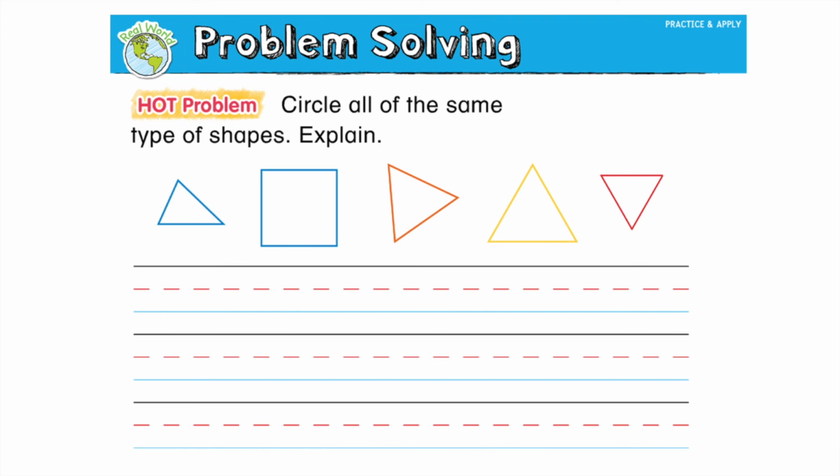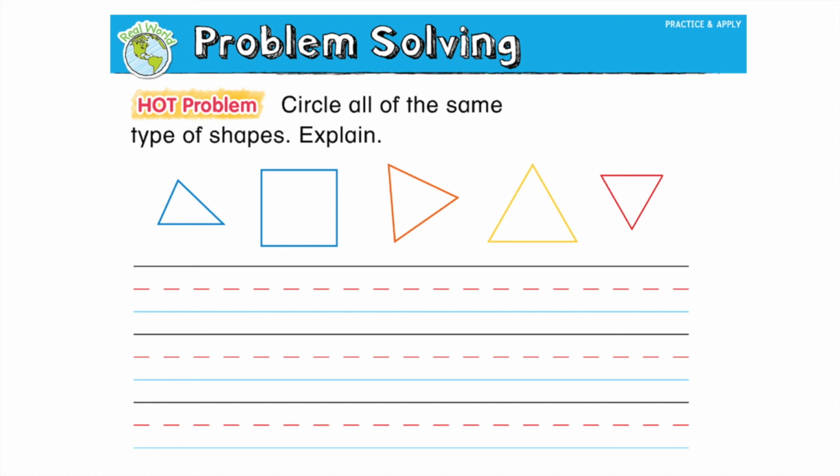All right, mathematicians, turn to page 656 in your math book. At the very bottom, where it says hot problem, let's go ahead and read it. It says, circle all of the same type of shapes, explain. There are 5 different shapes on the screen. Which ones would you circle because they are the same type of shape? Think about it.